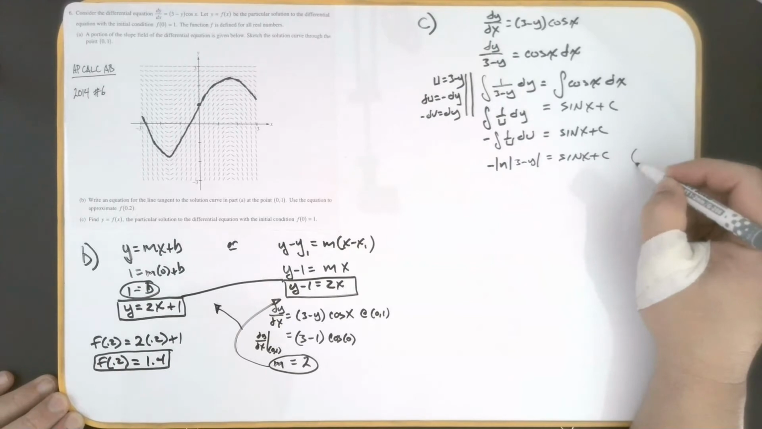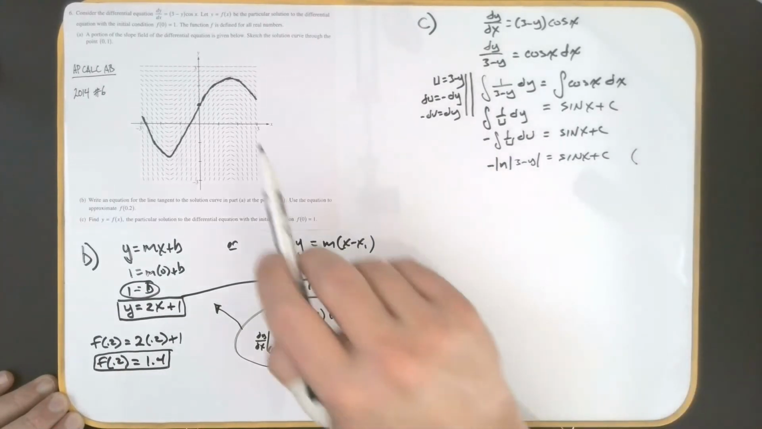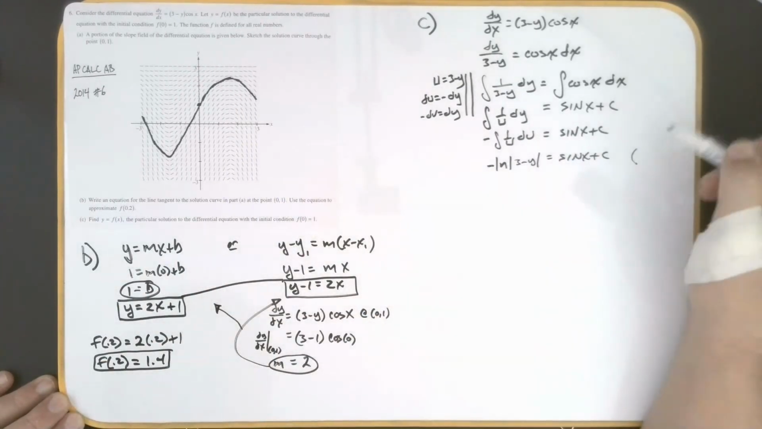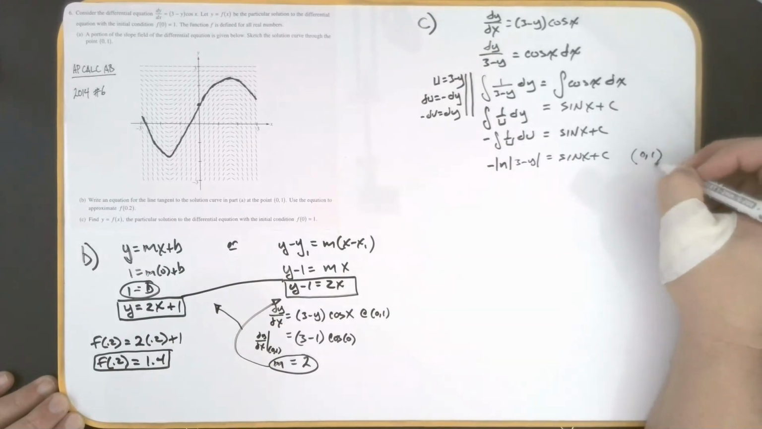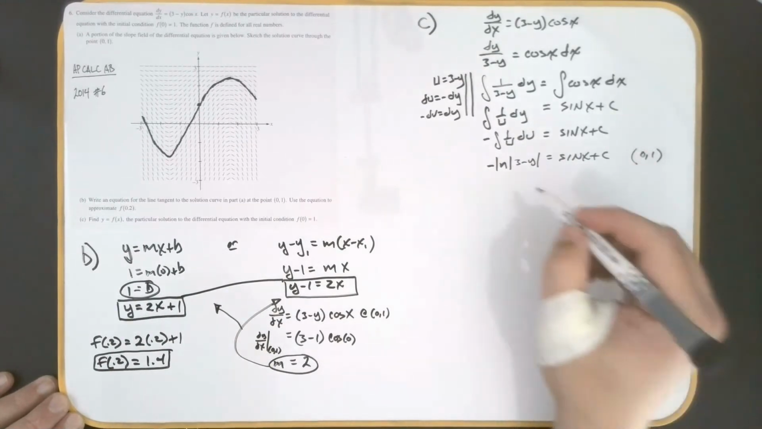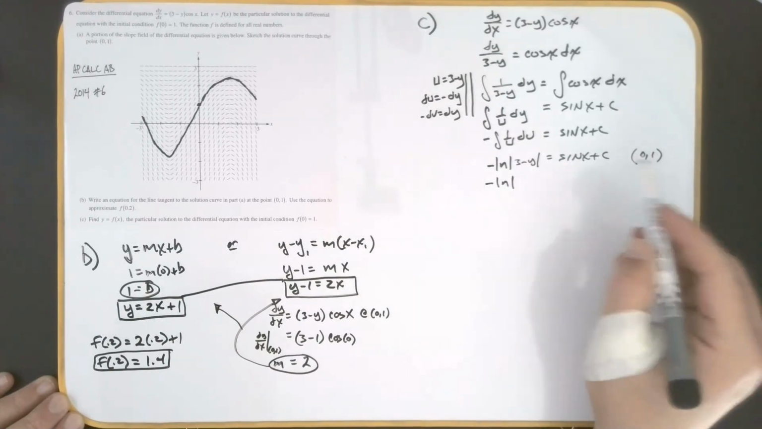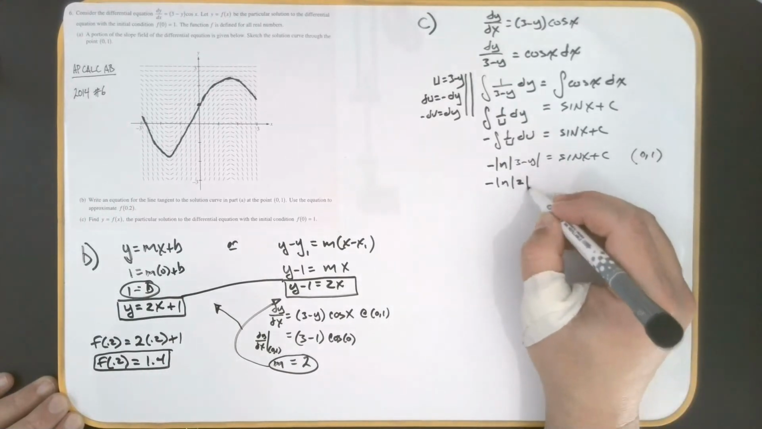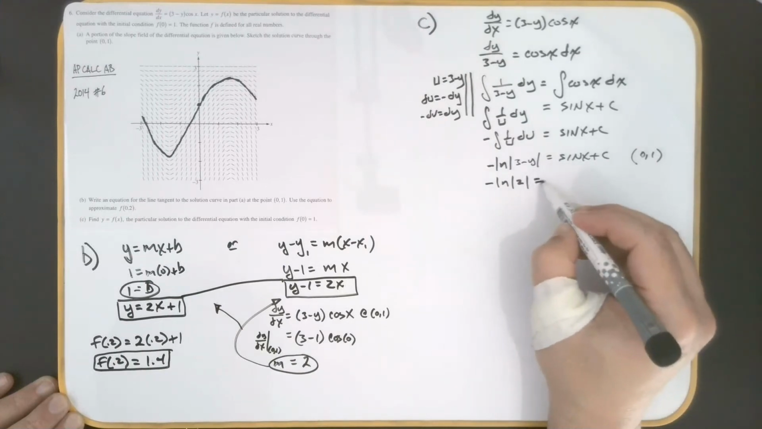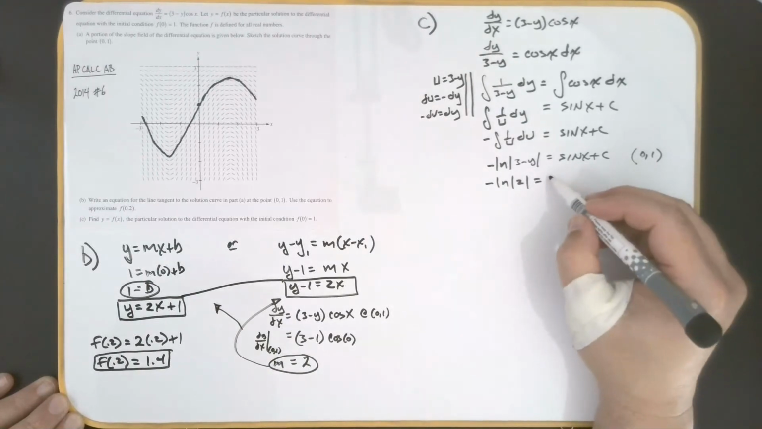So if you recall, we're doing this at the coordinate 0, 1. So let's go ahead and substitute those in and see what we wind up with. Over here we get the negative natural log. This was 3 minus 1, so that gives us the 2 here. And then the sine of x, that's going to be the sine of 0, which is 0, and that's equal to c.